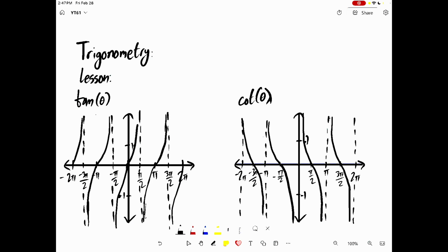almost the exact opposite of the tangent of theta. And that's about it for the graph. And cotangent theta has a negative slope all the time, while tangent of theta has a positive slope. And yeah, that's about it to the graphing.